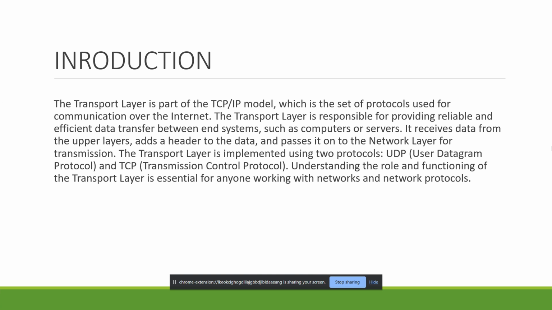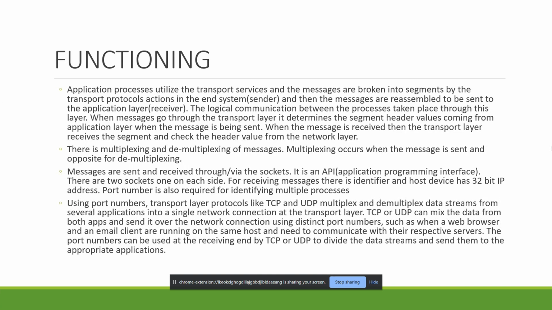The transport layer is implemented using two protocols, UDP and TCP. Understanding the role and functioning of the transport layer is essential for anyone working with networks and network protocols. Functioning: the application processes utilize the transport services, and the messages are broken into segments by the transport protocol's action in the end systems, which is the sender. And then the messages are reassembled to be sent to the application layer, which is the receiver.